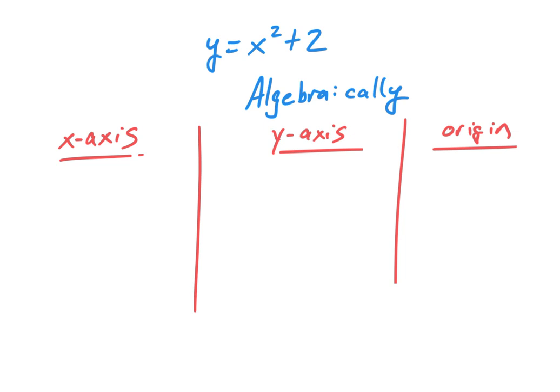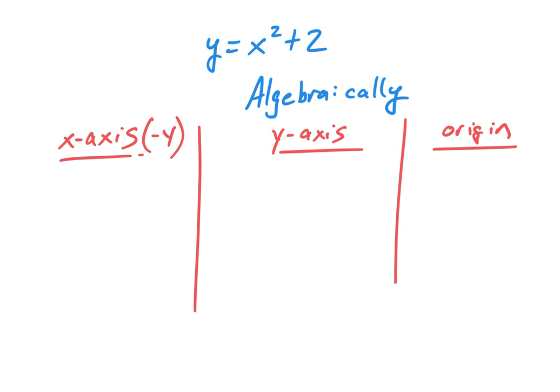Okay, so we're going to make 3 columns. We're going to do a little bit of work algebraically for the x-axis, the y-axis, and the origin. The x-axis, like we just talked about, is going to be the opposite of y. The y value will be the opposite if it's symmetrical to the x-axis.